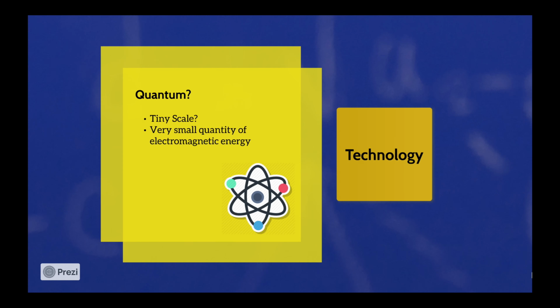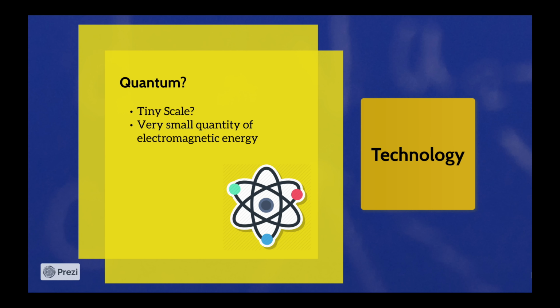So let's start with the word quantum. Have you heard of the word quantum? Then what does the word quantum mean? When we think of the word quantum, we would think of the tiny scale of things, and it is also true. But according to the Oxford Dictionary, the word quantum refers to a very small quantity of electromagnetic energy. Quantum has been used or studied since the 20th century, and it allowed scientists to describe the interaction between energy and matter down through the subatomic realm.